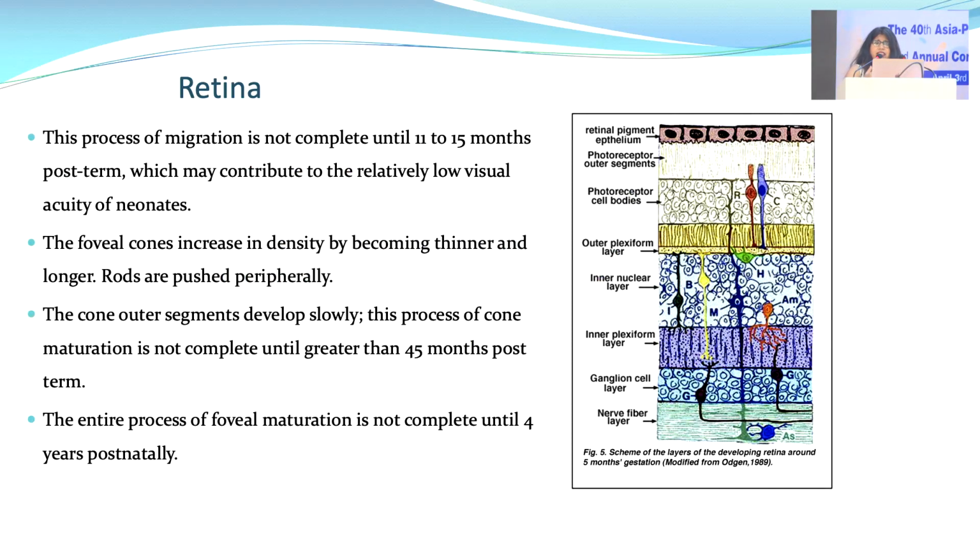The cone density will increase with the elongation of the cones, becoming longer and longer, and the rods being pushed more peripherally. The cone outer segment develops even more slowly. The entire foveal maturation process takes almost 4 years, and that is the reason why not many children may have 6 by 6 visual acuity at the time of birth, or even at 1 year or 2 years. It's around 3 to 4 years that they attain adult visual acuity.